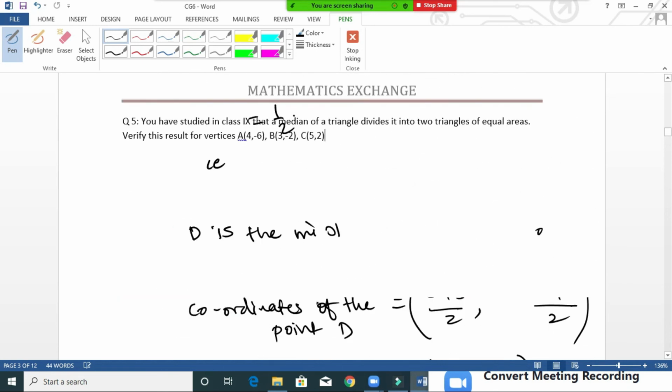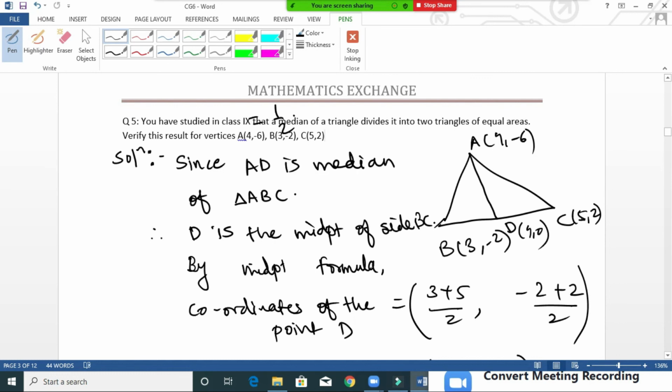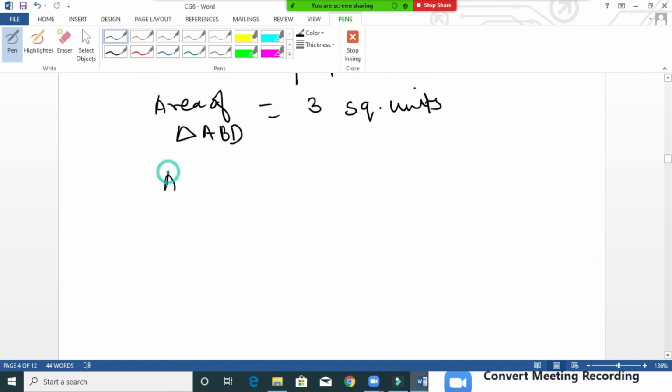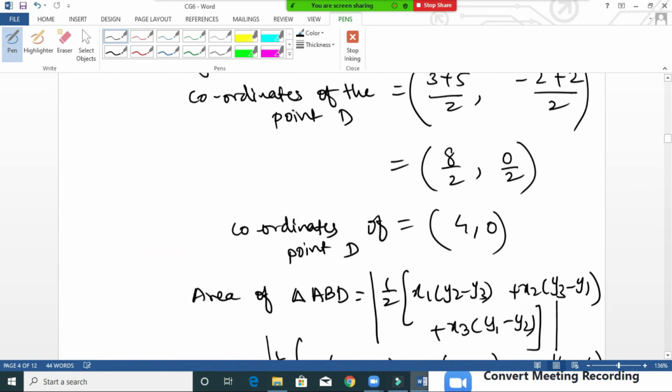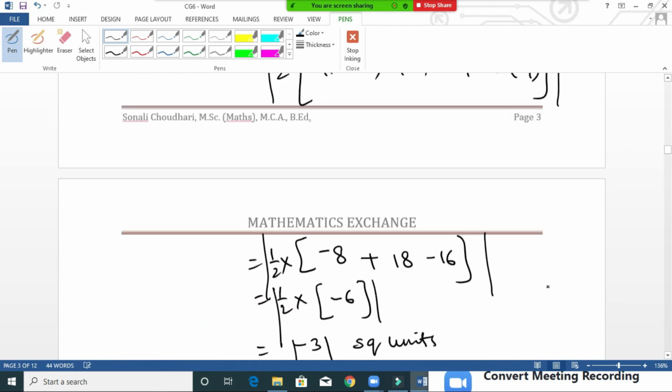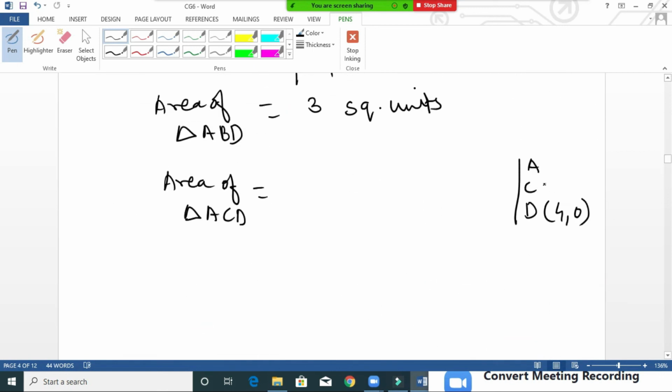Now the second triangle is triangle ACD or ADC. So we find the area. So area of triangle ACD is equal to, similarly we have to use the same formula. So for this, write down the coordinates here. D is having 4 comma 0, A is having 4 comma minus 6, and C is having 5 comma 2.